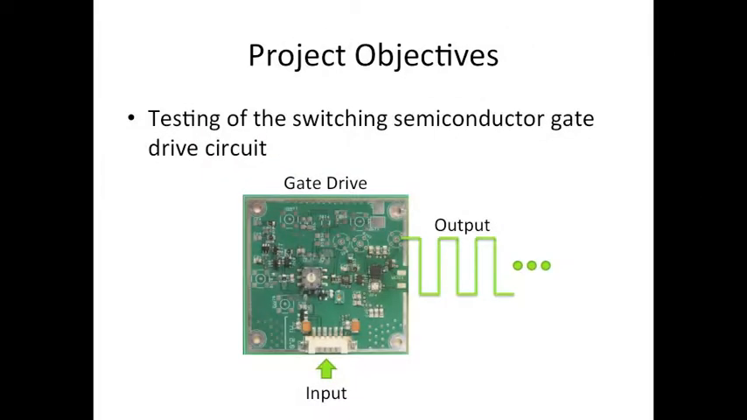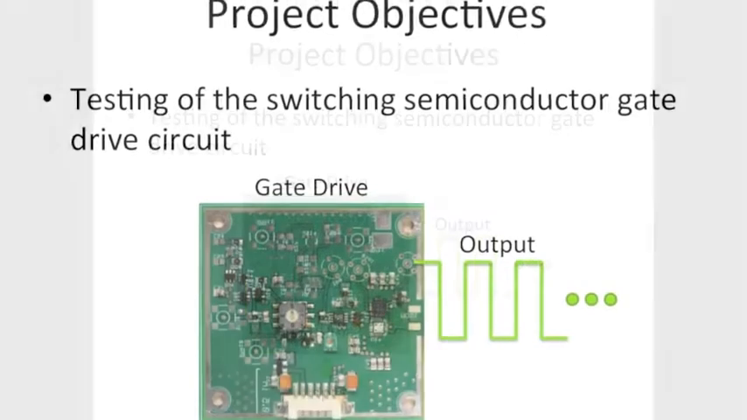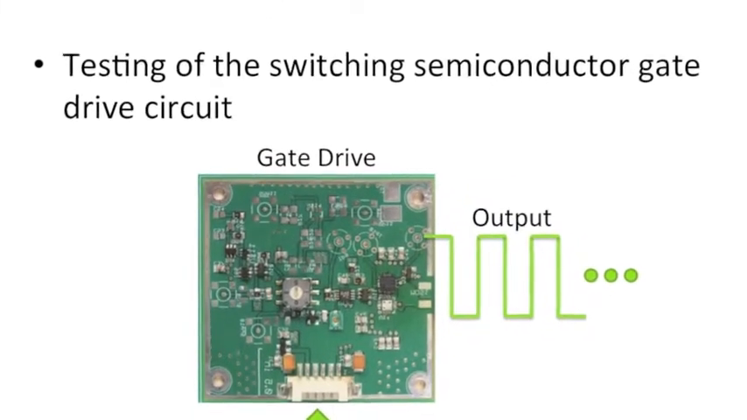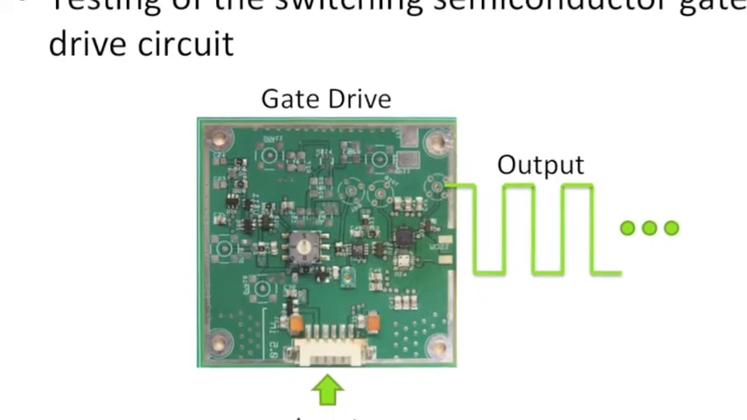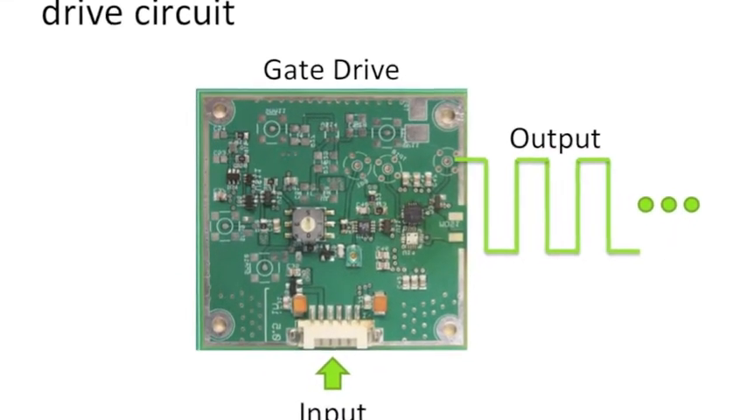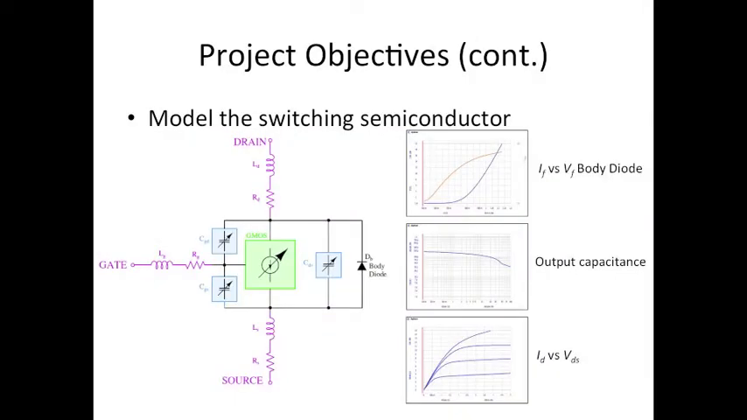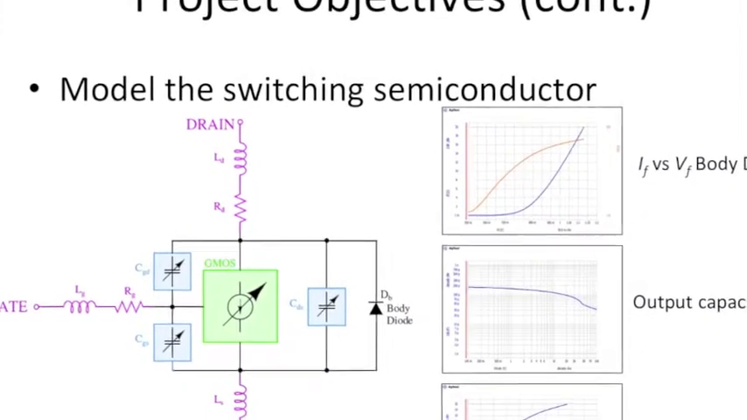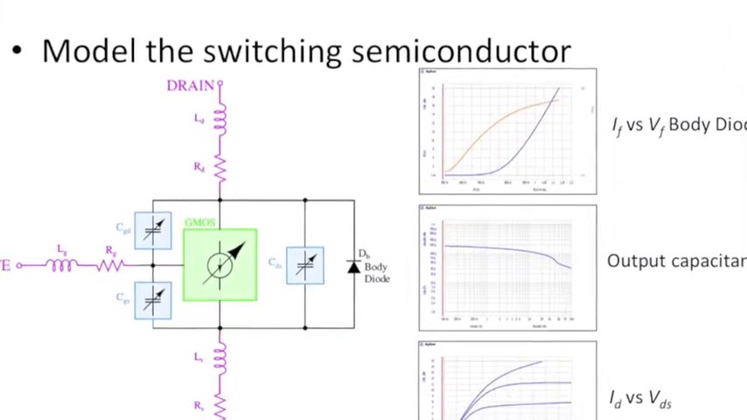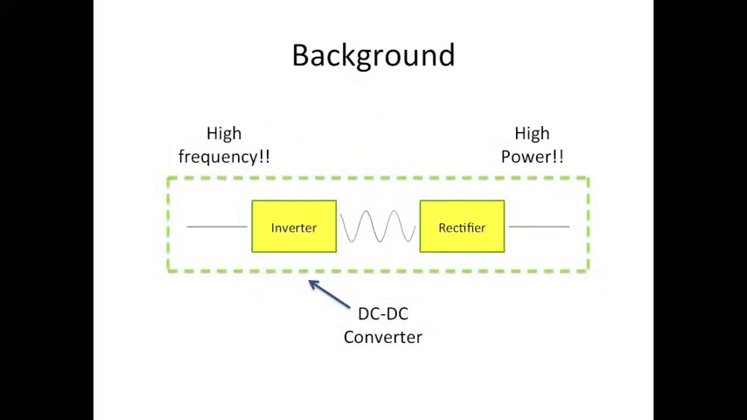The objectives of my project were to test the gate drive circuit of a class Φ2 resonant inverter to generate a very high frequency pulse width modulation signal to drive the switching semiconductor we were using, an N-channel MOSFET. Also, I had to develop a faster and more accurate method to model the static and dynamic characteristics of switching semiconductors in simulation.